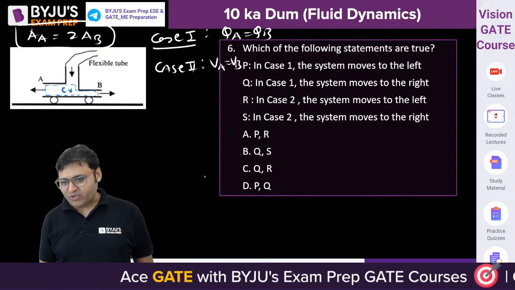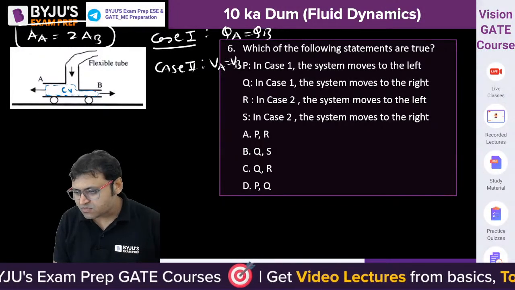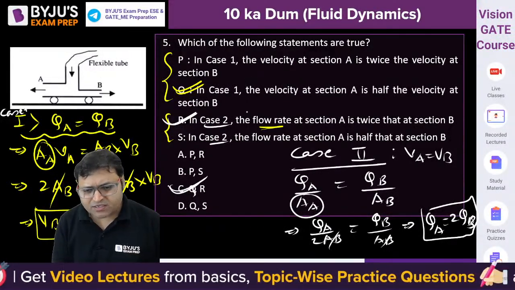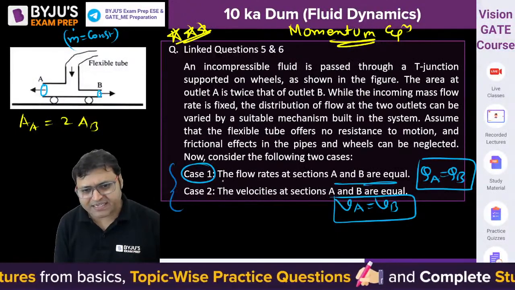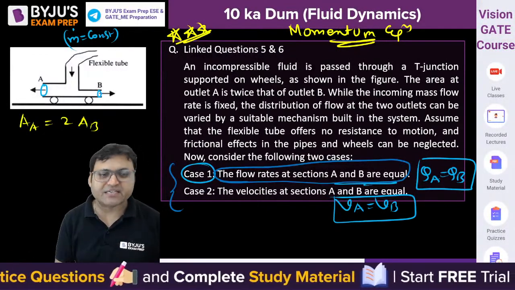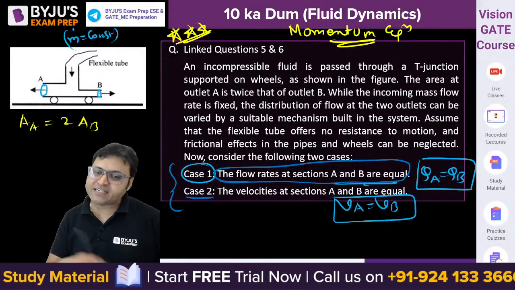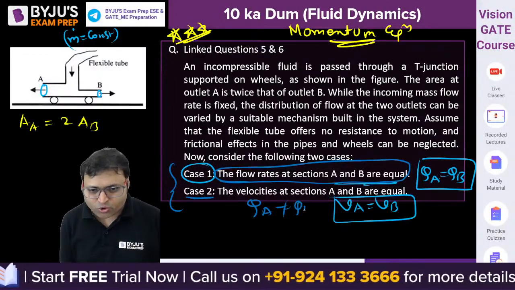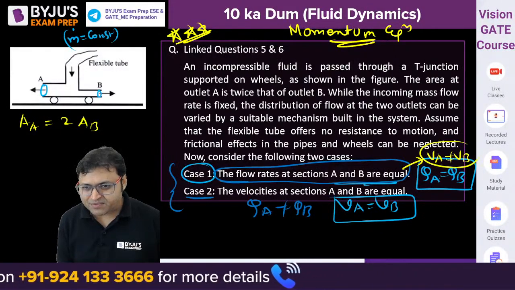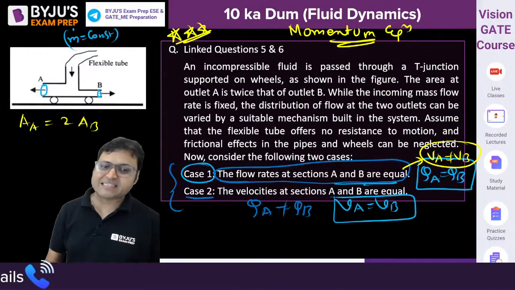If we talk about case 1, which statement, where should we look? This P statement. There are 2 cases. In case 1, discharge remains constant, and in case 2, the velocity is equal. In case 1, QA is equal to QB and VA is not equal to VB. In case 2, VA is equal to VB and QA will not be equal to QB. Are you getting it? So there are two different cases. In the first case, the velocities are not equal. In the second case, discharges are not equal.